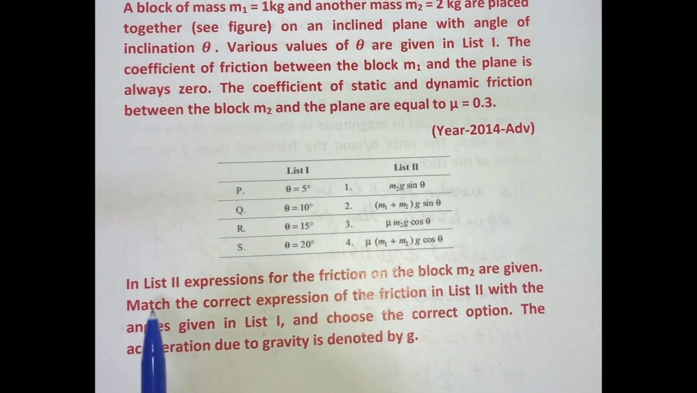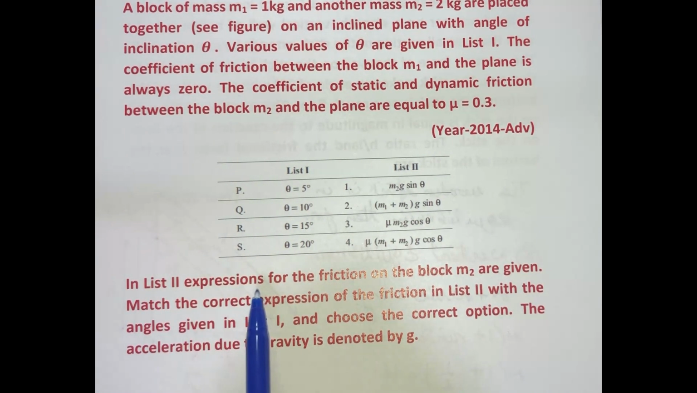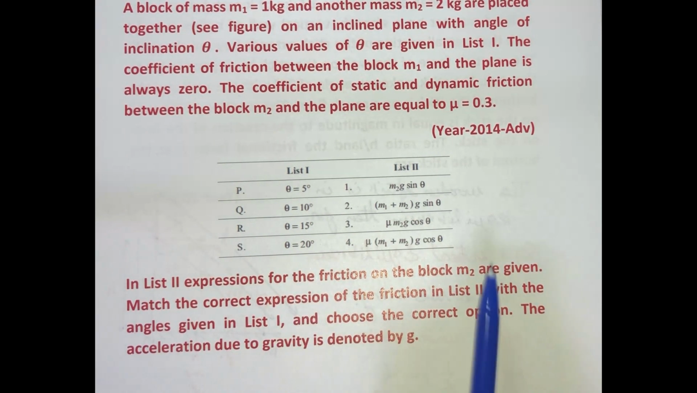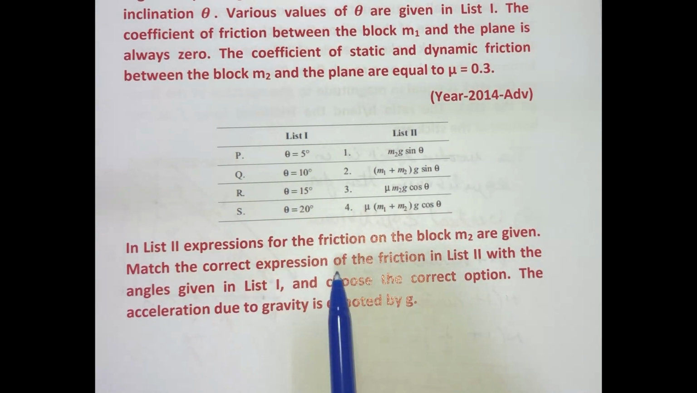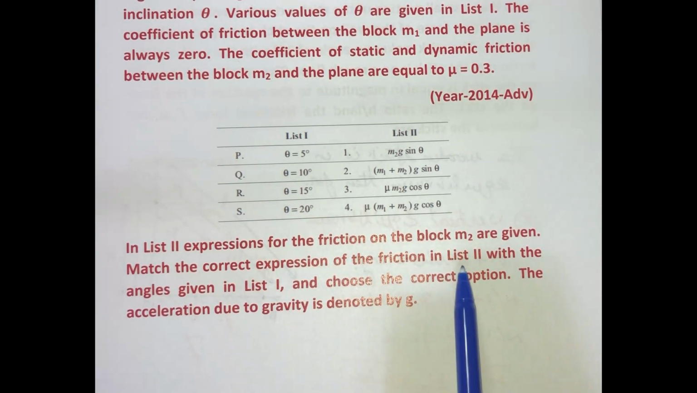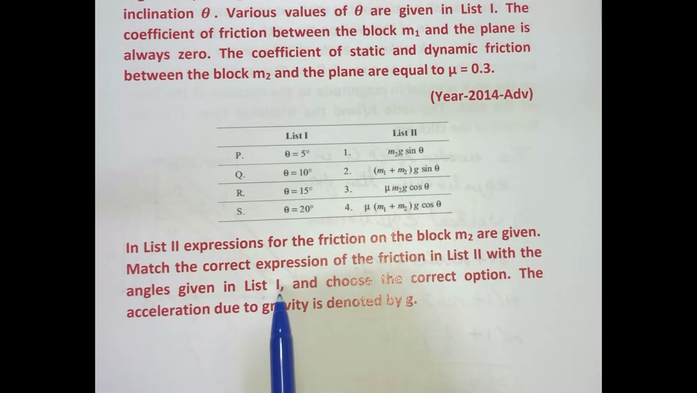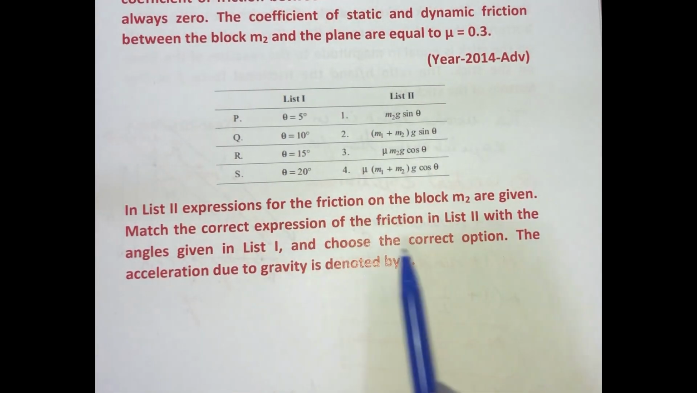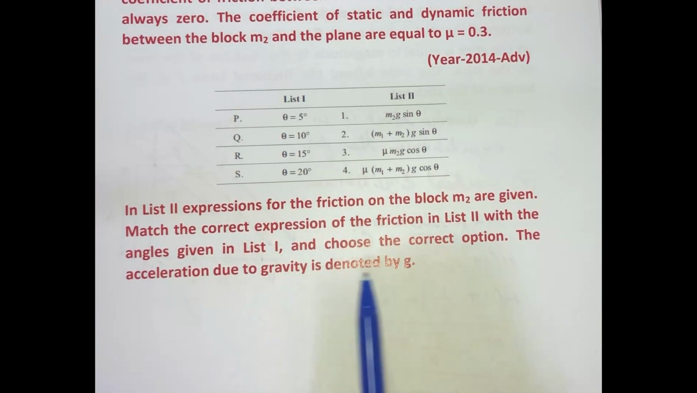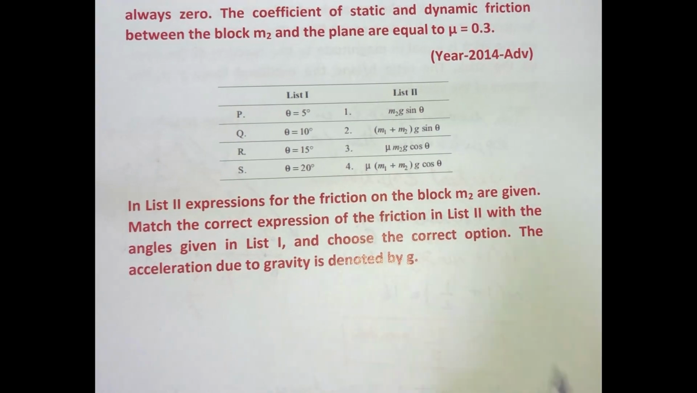In list 2, expressions for the friction on block M2 are given. Match the correct expression of the friction in list 2 with the angles given in list 1 and choose the correct option. The acceleration due to gravity is denoted by g. So, in this case, the figure is given like this.